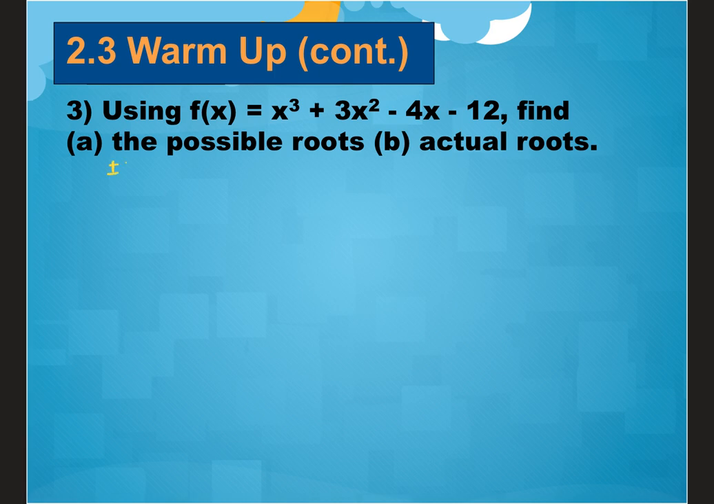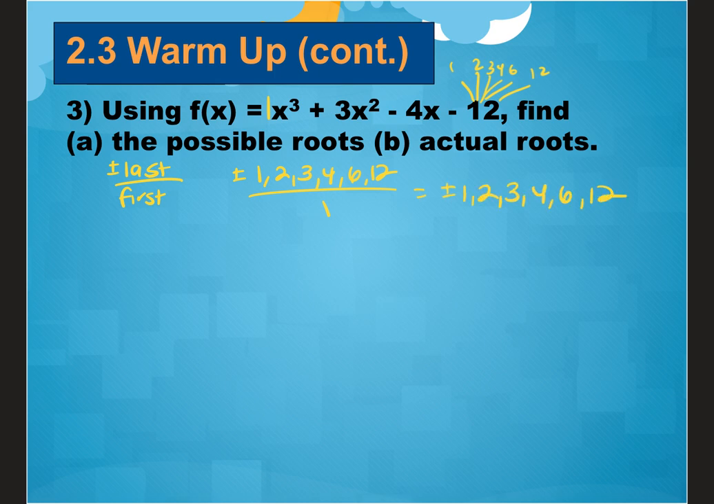So plus and minus last over first gets me all my possible roots. This is 1 and 12. So the factors of 1 are just 1 and 1. 12 would be 1 and 12, 2 and 6, 3 and 4. So I do plus and minus 1, 2, 3, 4, 6, and 12 all over 1, which means my possibles are plus and minus 1, 2, 3, 4, 6, and 12.